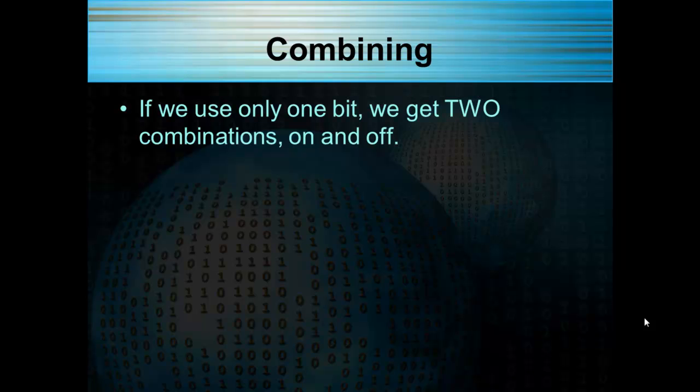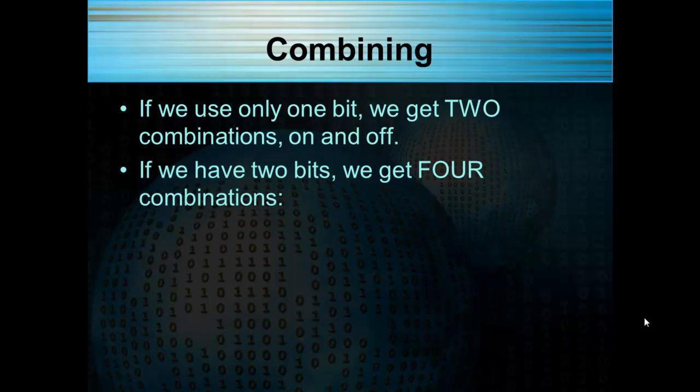Now, we want to look at the number of combinations that we can get for every bit. So again, let's refer to the light switch on the wall. So imagine we have the light switch on the wall. That light switch can be on or it can be off. So we have 2 combinations when we have 1 bit. If we have 2 bits, we have 4 combinations.